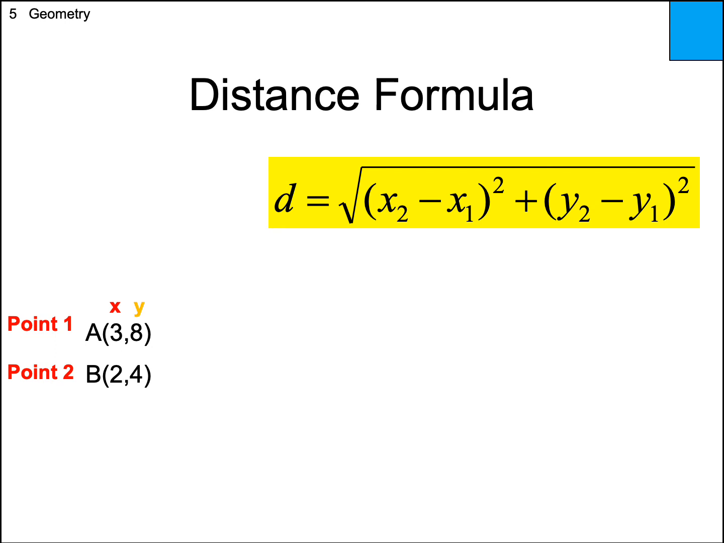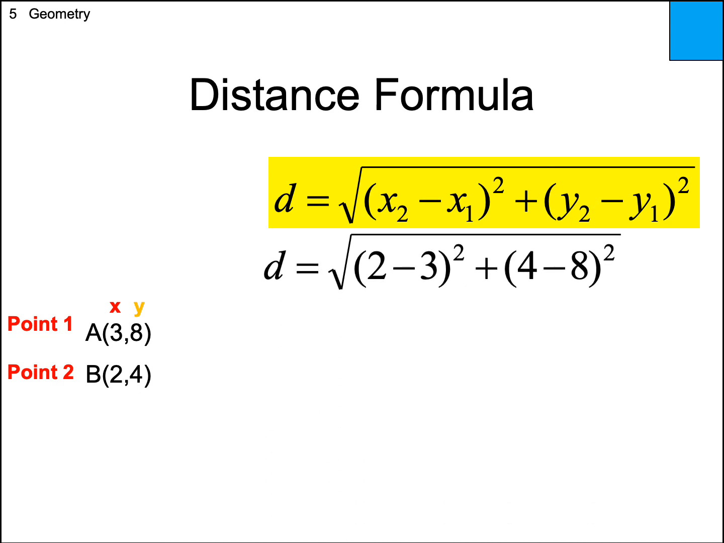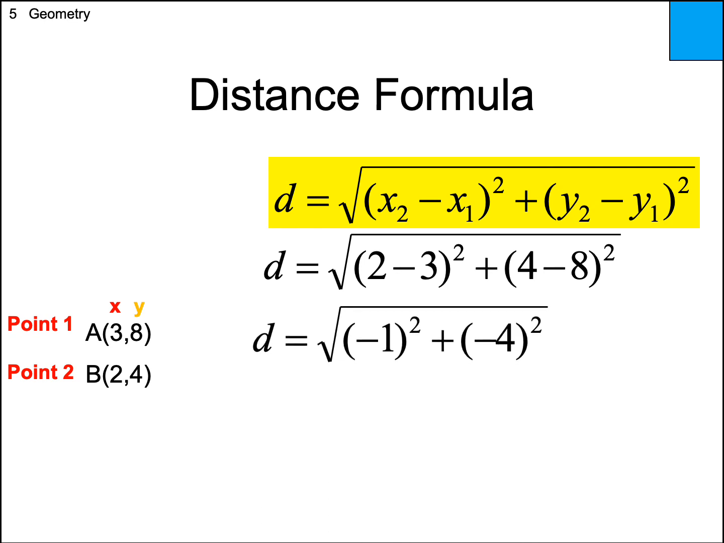x2, the x coordinate of point 2, is 2. Minus the x coordinate of point 1, which is 3, quantity squared, plus, then I need to do y2, the y coordinate of point 2 is 4, minus 8 quantity squared. All right, once again, pause and make sure you agree with me of where I'm getting those numbers from. Okay? All right, the rest is just a little bit of math. 2 minus 3 is -1, 4 minus 8 is -4. Once again, we don't need those absolute values because when I square it, it becomes positive. That would be 1 plus 16, which is the square root of 17.